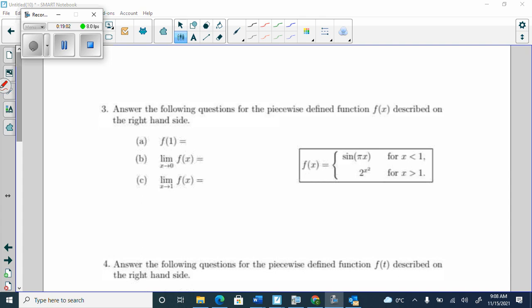Okay. So here, answer the following questions for the piecewise defined function. The difference between this and the last one is they gave us a piecewise defined function by equations. They didn't draw the graph. But I believe in you, and I think you can do it. So what the heck does this mean?